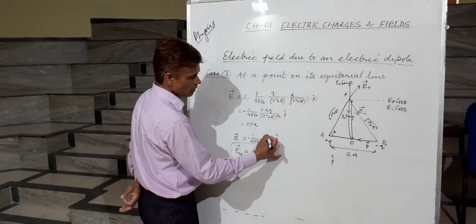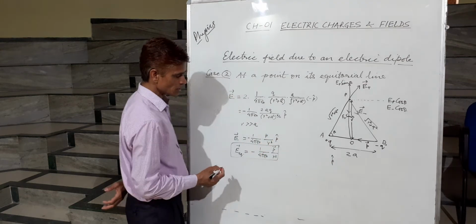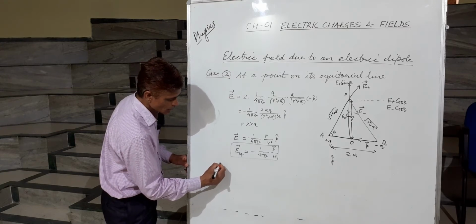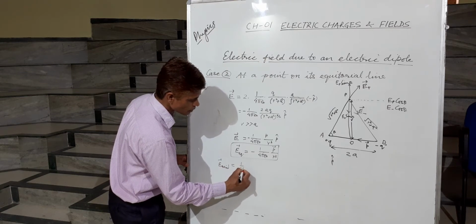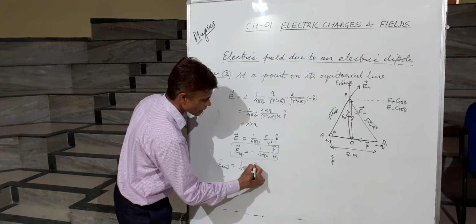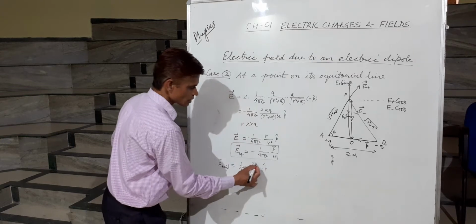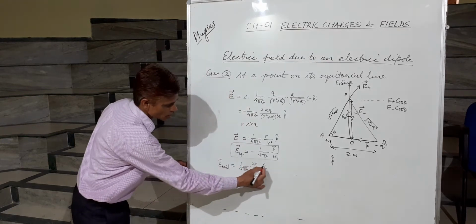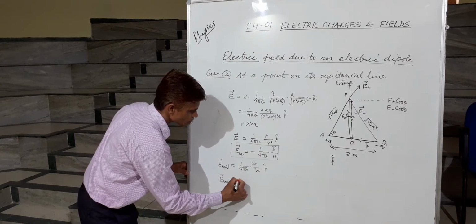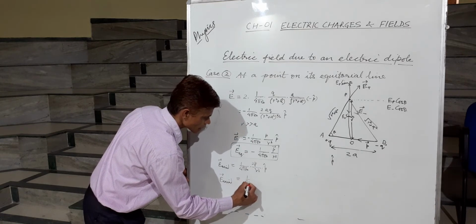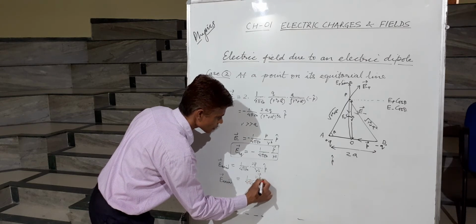Why have I written vector p? Because this is the magnitude of vector p and this is the unit vector p, so we can write it equal to vector p. Now we have seen in the last one that the axial field came out to be vector E equal to 1 by 4 pi epsilon naught 2p upon r cube into p cap. We write it also in vector form, so we can write E axial is equal to 1 by 4 pi epsilon naught 2 vector p upon r cube.